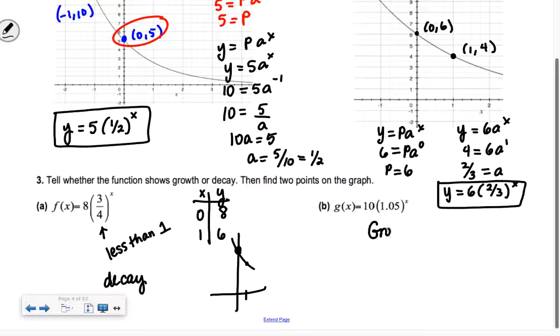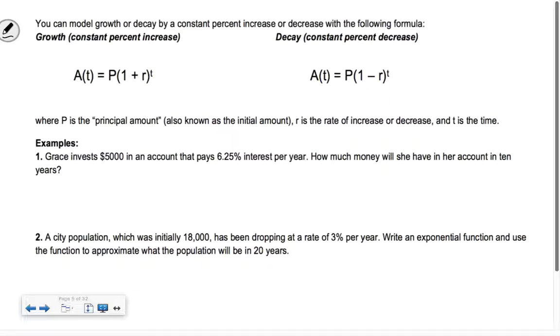Yeah, it's growth. And again, 0 and 1 are the best points to plug in. If I plug in 0, it's kind of nice because this 1.05 to the 0 is 1 times 10. So we get 10. And if I plug in 1, 10 times 1.05. What do I do when I multiply by 10? Move it over, so it's 10.5. And it makes sense because it's getting bigger, right? So we had 0, 10, and then when I plugged in 1, I was a little bit higher. So it's growth. Okay, still feeling good about this section? It's pretty easy. All right, so the next one.